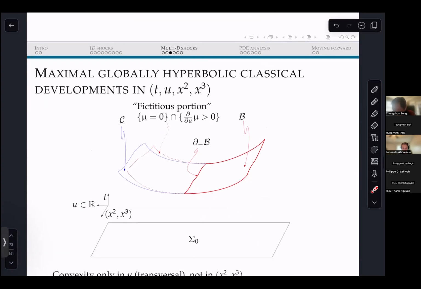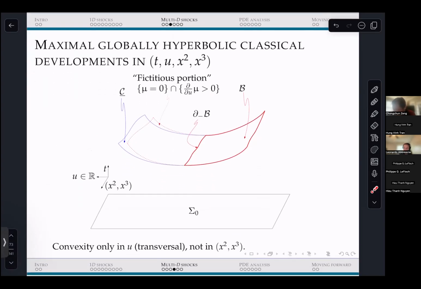And I want to stress that we have convexity again in U. So we have transversal convexity. This is the regime that we understand to this day. But I am not assuming any convexity of the perturbations in X2 and X3. That's something I want to talk about a little later. That's another regime that people have studied. All right, so are there any questions on the picture of the work?